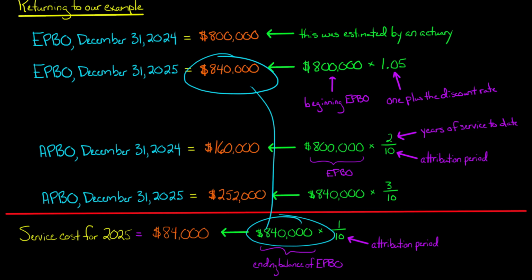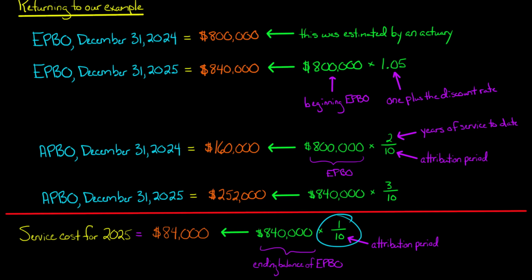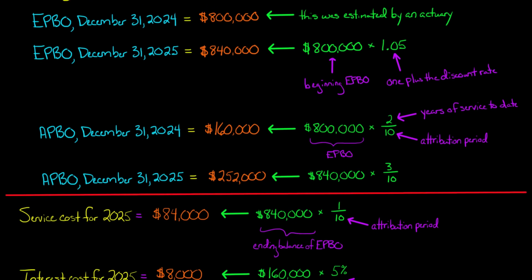If you're wondering where I got that number from, as of December 31st, 2025, that's the balance of the EPBO. We take that and multiply it by 1 over 10. Why is it multiplied by 1 over 10? Because 1 year was worked here. So 2025, we're talking about 1 year, and 1 out of the 10 years that is required to qualify for these benefits. So basically the employees this year represented 10% of the work they needed to do to be eligible for these benefits. So we take 10% of the EPBO as of the end of that year, December 31st, 2025. And so that's 840,000 times 10%. So that's our service cost.